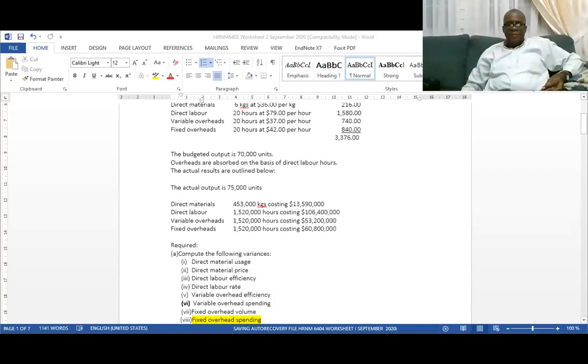Yes, that's correct. 2 million and it's adverse. 840 times 70,000 would give you 58,800,000.